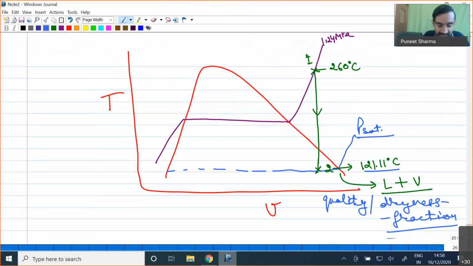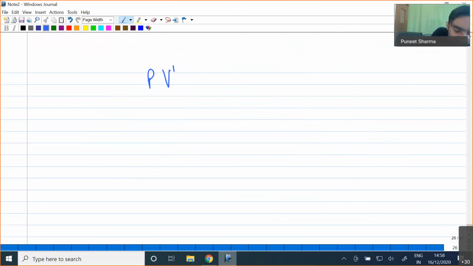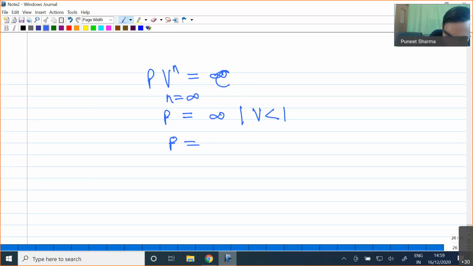So what we are saying is PV power n equal to infinity. Sorry, PV power n equal to C, and we are selecting n equal to infinity. When n is infinity, at that time pressure will be infinity if our volume is less than 1, and pressure will be 0 if our volume is greater than 1.